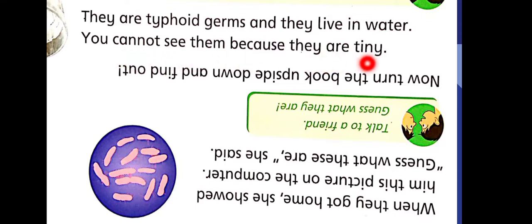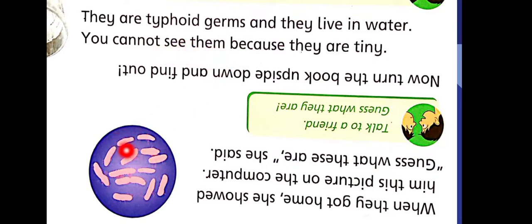Tiny means extremely small, I hope you all know that the thing that is extremely small is called tiny. And here we are going to learn about the germs of typhoid. Typhoid is a disease which we human beings catch from dirty water because its germs live in the water, and unhealthy or unsafe water is very dangerous for human health because human beings can catch different kinds of germs from this dirty water.